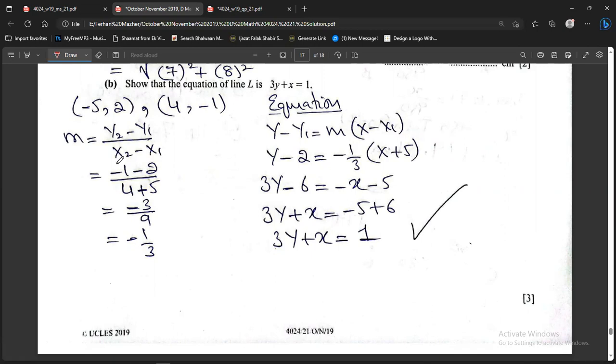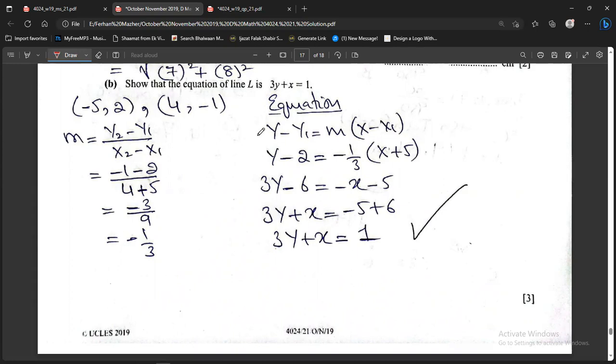So first of all, I will find the gradient of the line L. That will be y2 minus y1 divided by x2 minus x1. That is -1 minus 2 divided by 4 plus 5. So it will be -3 divided by 9. That is -1 by 3. Now I will try to find the equation of this line.